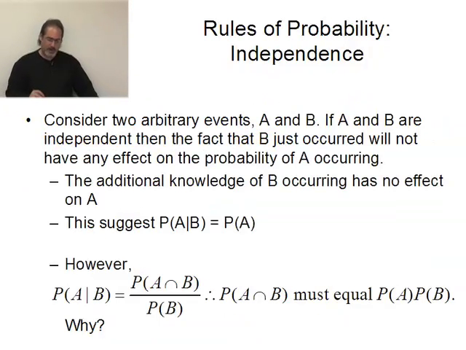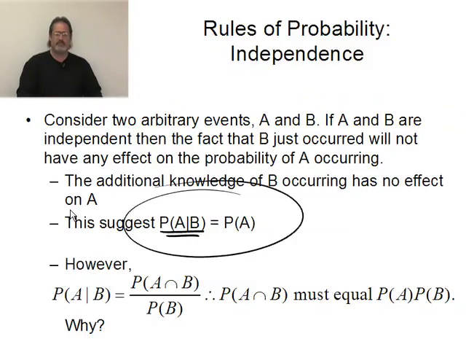Now, consider two arbitrary events, A and B. If A and B are in fact independent, then the fact that B just occurred will not have any effect on the probability of A occurring. That's what I said with the rose bushes and the ribeye steak. Mathematically, the probability of A given B is nothing more than the probability of A. If knowing B occurred told you nothing about the probability A is going to occur, then the probability of A given B is just the probability of A.